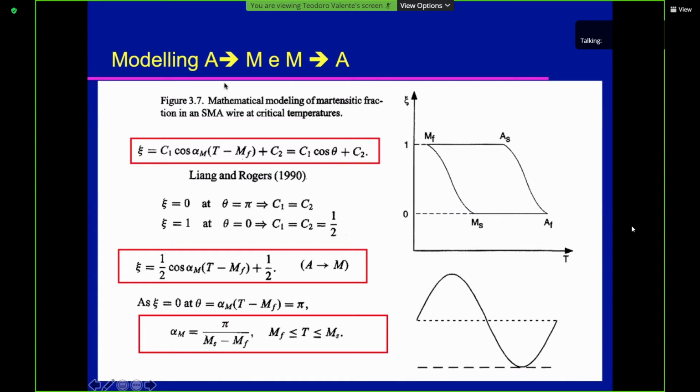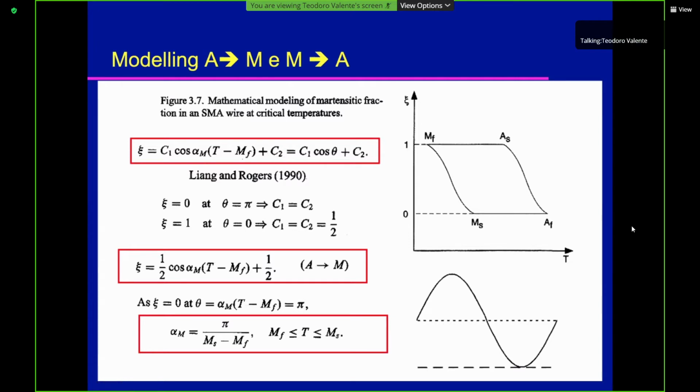Now, in order to use these expressions, which allow us, knowing the value of MF, to answer the question of how much is the percent of martensite when the temperature is T, provided that we know the value of alpha M, we now need to define the value of C1 and the value of C2.